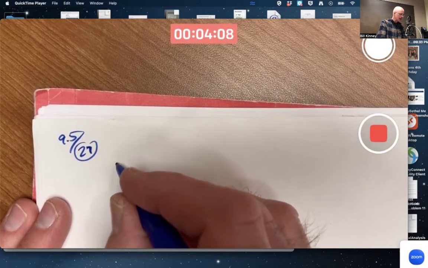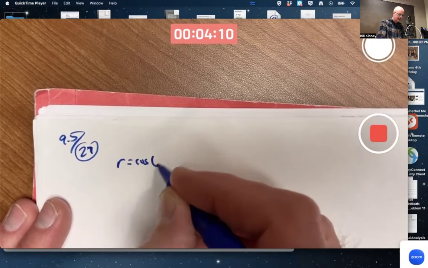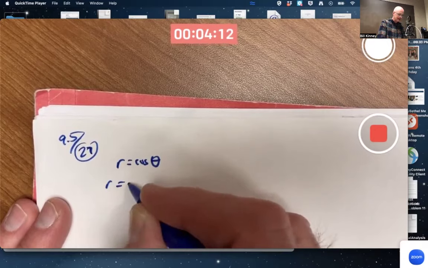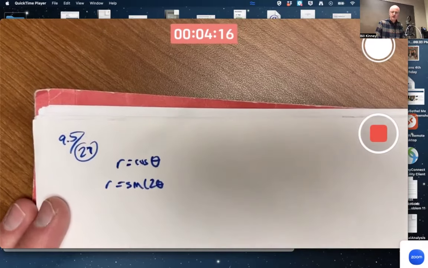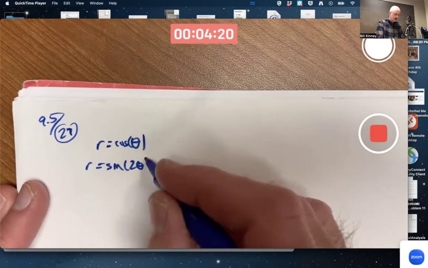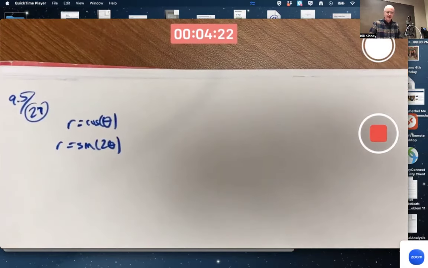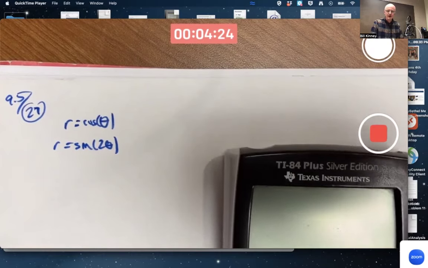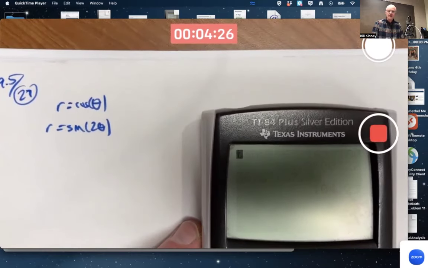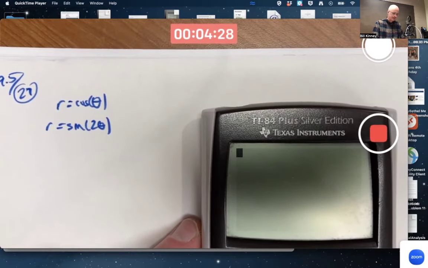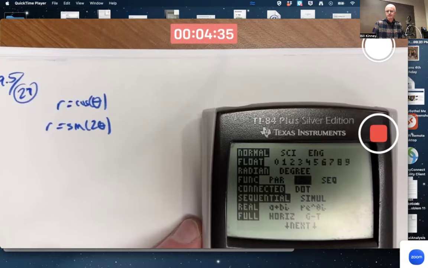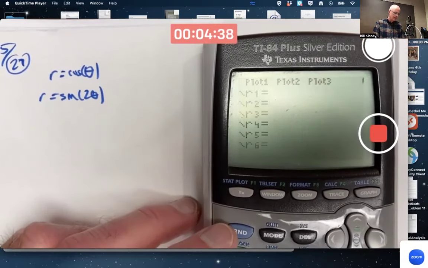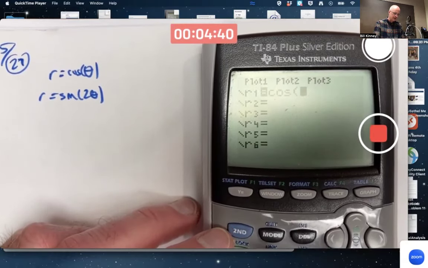We've got this region enclosed by r equals cos theta and r equals sine 2 theta, as shown in the book. Let's go ahead and have the calculator graph this as well. r equals cos theta and r equals 2 sine 2 theta are two different polar curves. If you want to graph them in your calculator, in your mode screen you'd want to make sure you're in polar mode.